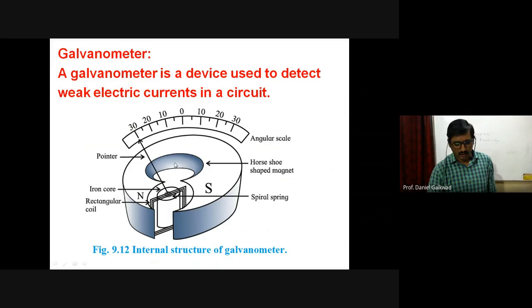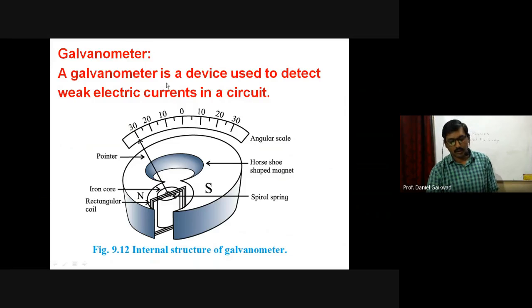So what we have is a simple construction, and the important part in this working is that the deflection of the pointer or deflection of the coil is directly proportional to the amount of current. That is the principle of galvanometer. Deflection means the pointer will deflect from 0, 10, 20, 30 on one side to the other side, depending upon the direction of current. That deflection is proportional to current. So this is the concept of galvanometer.